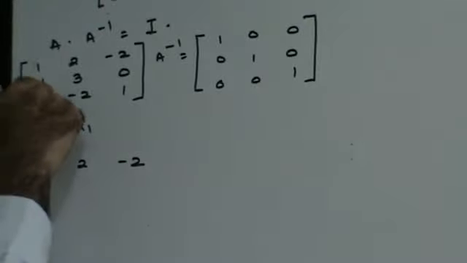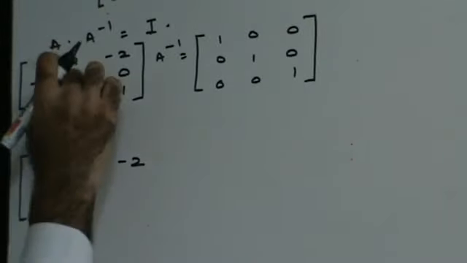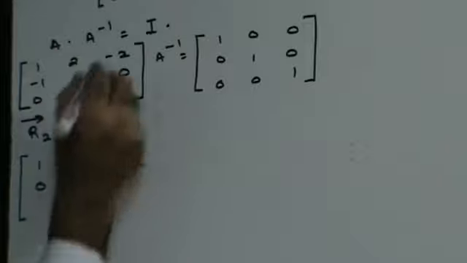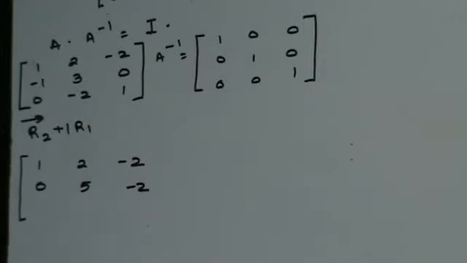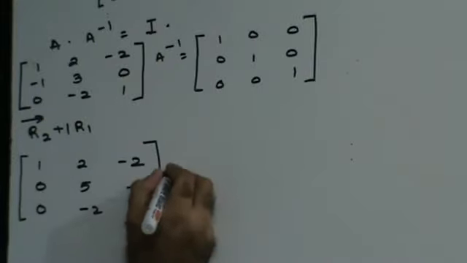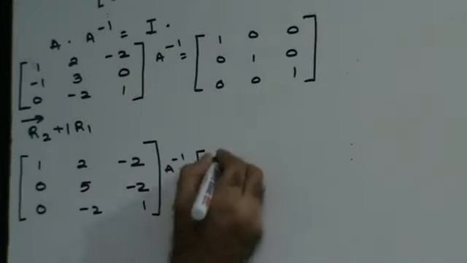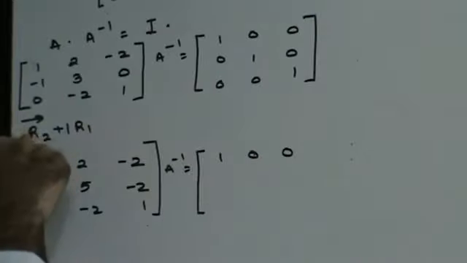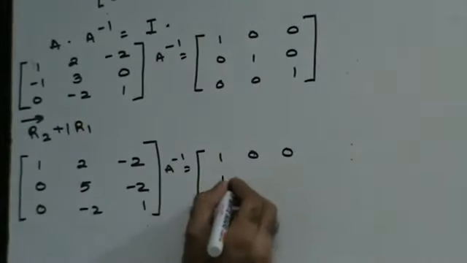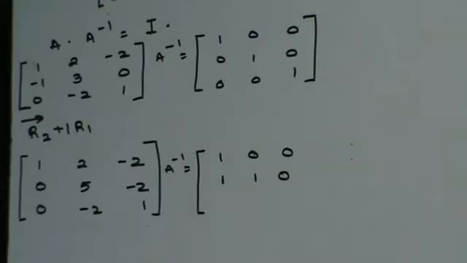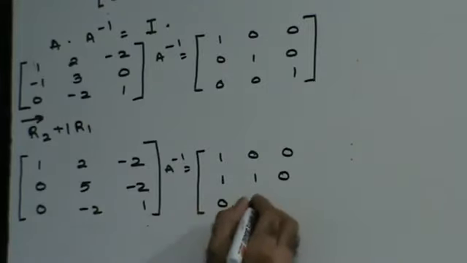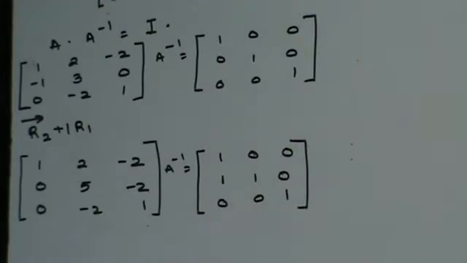1, 2, minus 2. R2 plus R1. Minus 1 plus 1, 0. 3 plus 2, 5. 0 minus 2, minus 2. 0, minus 2, 1 into A inverse. 1, 0, 0. 0 plus 1, 1. 1 plus 0, 1. 0 plus 0, 0. 0, 0, 1. Right, do we get this? So my first column is done.